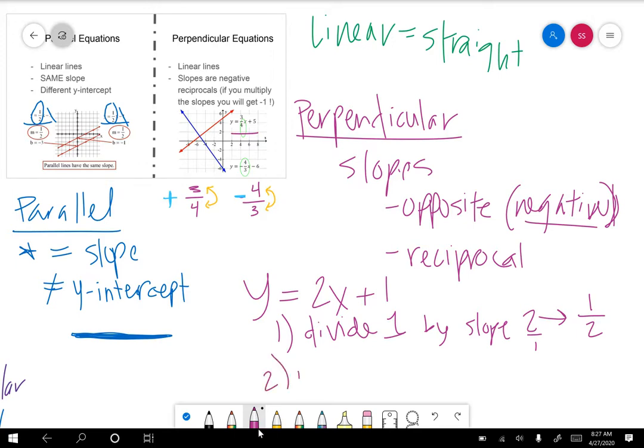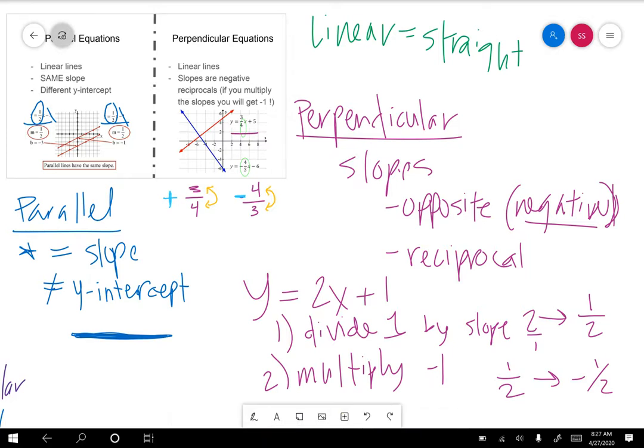The second step would be to multiply that number by -1. So 1/2 times -1 would be -1/2. So again, parallel lines are going to have equal slope, different y-intercept. Perpendicular lines, their slopes are going to be opposite or negative reciprocals of each other. Their y-intercepts could actually be equal, but they don't have to be.